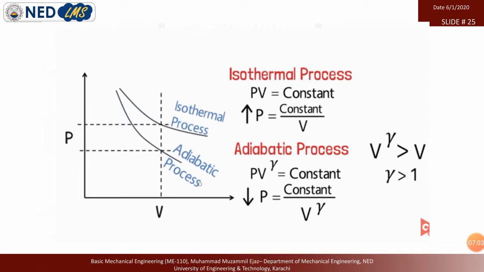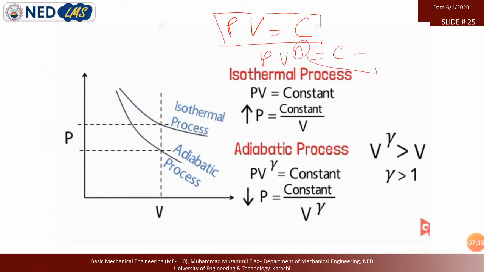Okay, now come towards adiabatic process. In adiabatic process, these are the two paths of the two processes. This is isothermal process. In isothermal process, as per Boyle's law, PV is equal to C, and when we write PV^n is equal to C, it is a polytropic process. It is a general process and the process is defined by the n. It is not the number of moles, it is a polytropic index which defines the system.